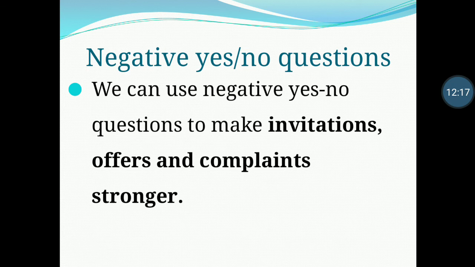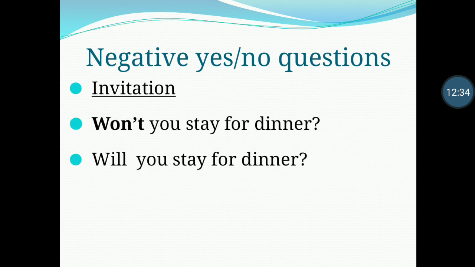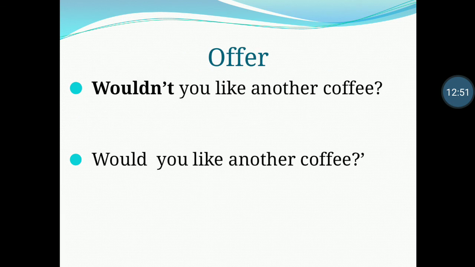We can use negative yes or no questions to make an invitation, offer, or complaint. When we use negative interrogatives, our invitations, offers, and complaints become stronger. Look at this example. Won't you stay for dinner? Will you stay for dinner? Both mean the same. Will you stay for dinner? You're inviting someone for dinner. But when you use won't you stay for dinner, our invitation becomes stronger.